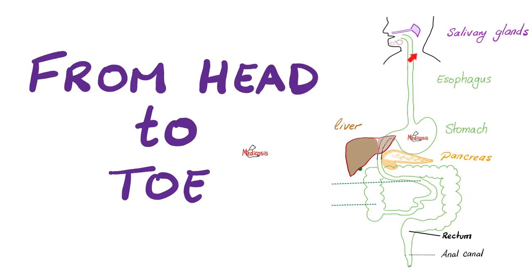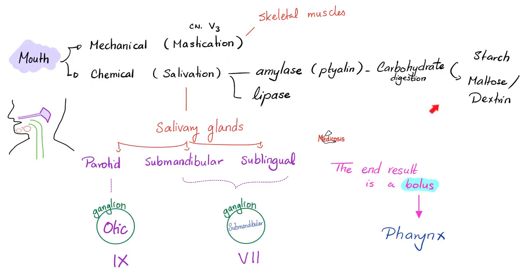Back to our review from head to toe. As you know from previous videos, the mouth has mechanical digestion and chemical. What do you mean by mechanical? Motility, mastication. How about chemical? I mean salivation. We have salivary amylase and some salivary lipase. Review your major salivary glands, please.